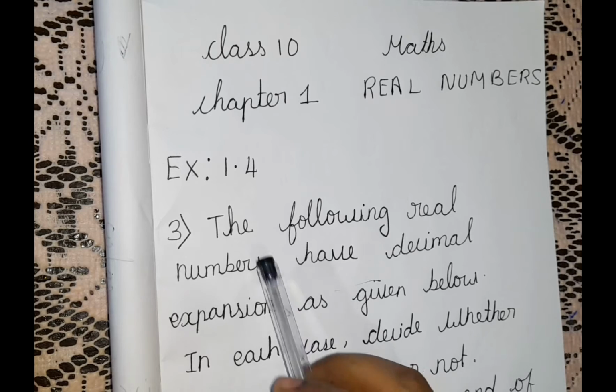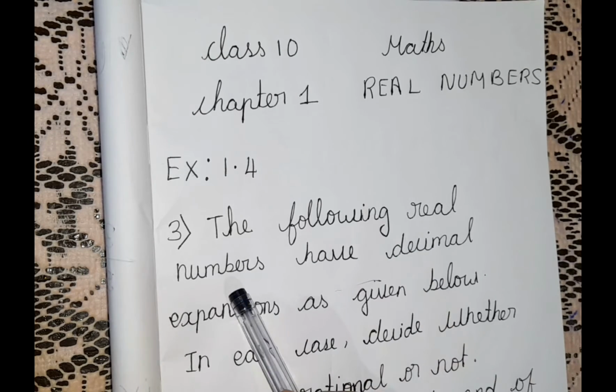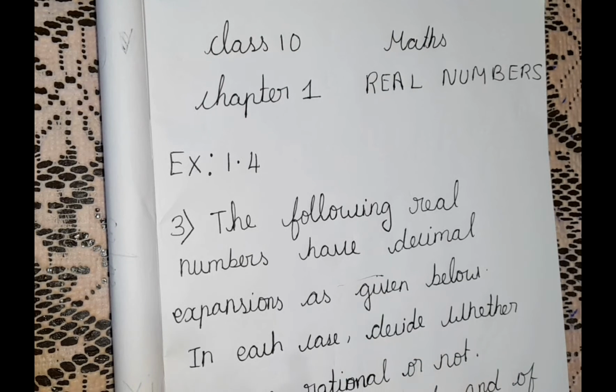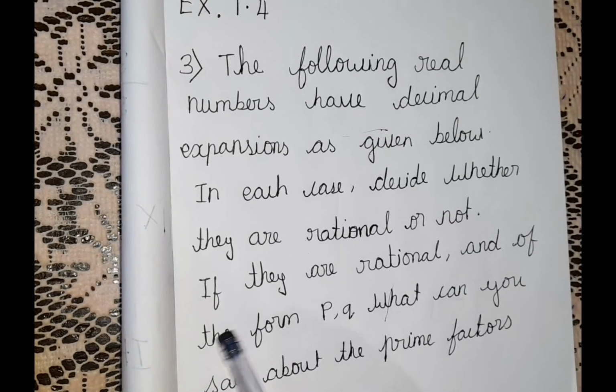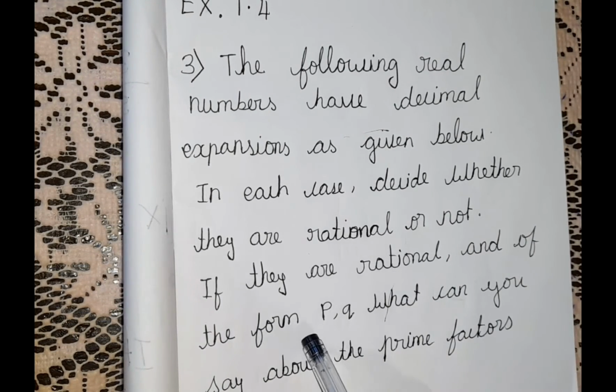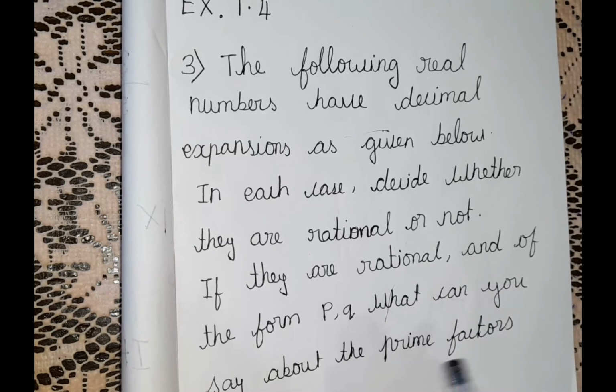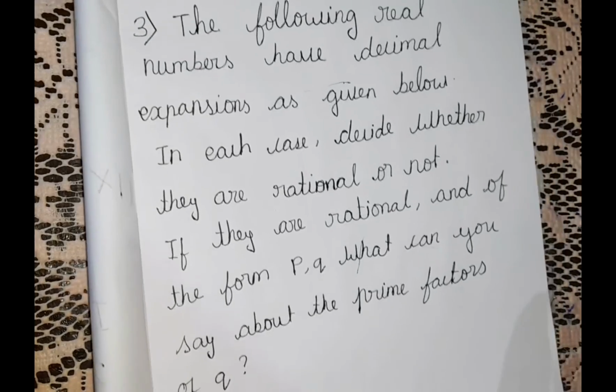The question is: the following real numbers have decimal expansions as given below. In each case, decide whether they are rational or not. If they are rational and of the form p by q, what can you say about the prime factors of q? So this is the question.